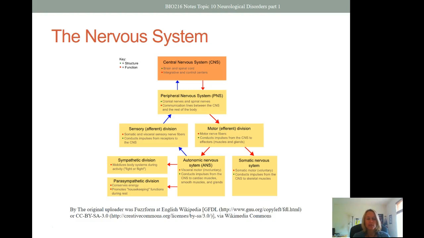The motor or efferent division is made up of motor nerve fibers that conduct impulses from the central nervous system to muscles and glands. This is further subdivided into the somatic nervous system, which is voluntary and conducts impulses to skeletal muscles, and the autonomic nervous system, which is the visceral or involuntary branch that conducts impulses to cardiac muscle, smooth muscle, and glands. This is further subdivided into the sympathetic branch, which mobilizes the body systems for activity, and the parasympathetic branch, which conserves energy and promotes housekeeping activities at rest.